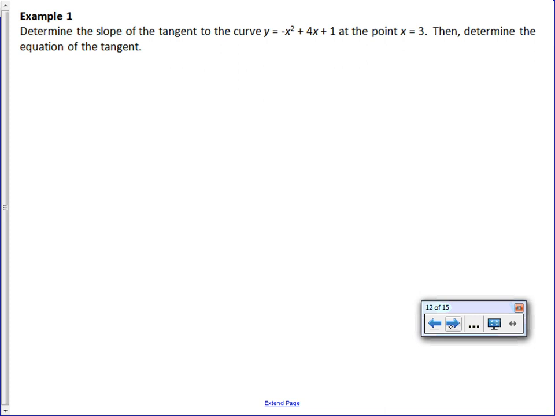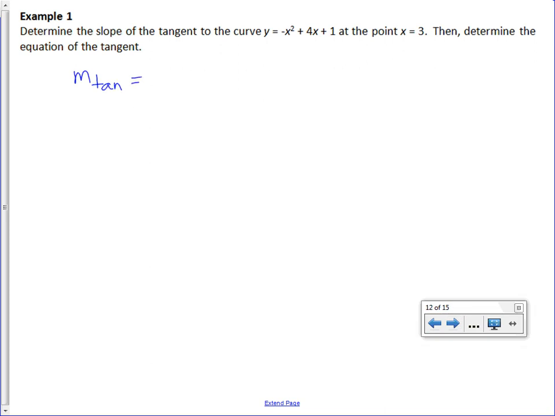So here it is. Determine the slope of the tangent to the curve y equals negative x squared plus 4x plus 1 at the point x equals 3. Then determine the equation of the tangent. Okay. So find the slope of the tangent.